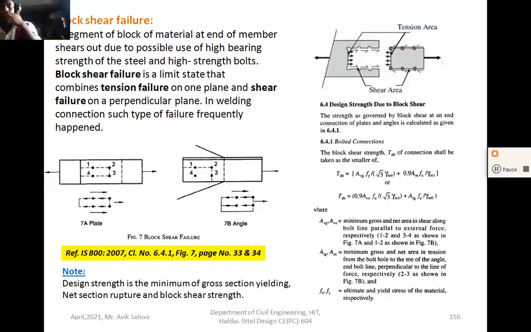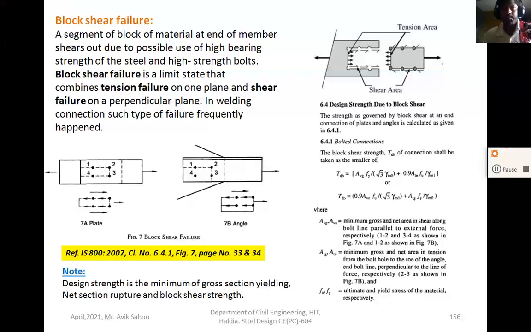Now another type of failure may occur, that is block shear failure. In block shear failure, when the connection fails as a whole, that failure is called block shear failure. Here the tensile force is applied, and due to tensile forces, block shear failure may take place.